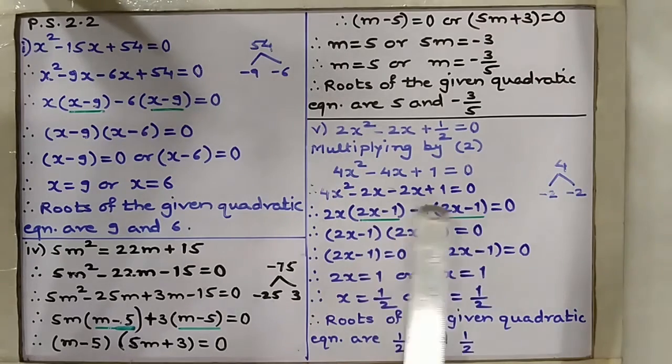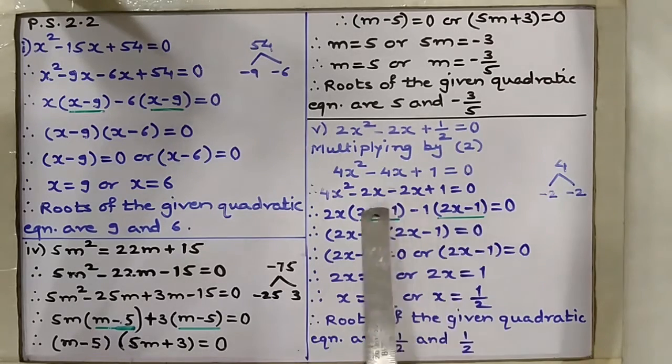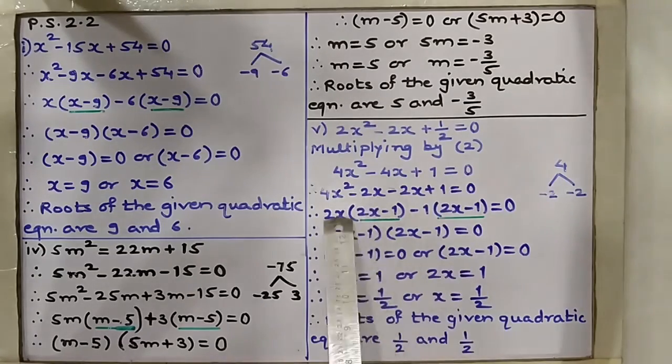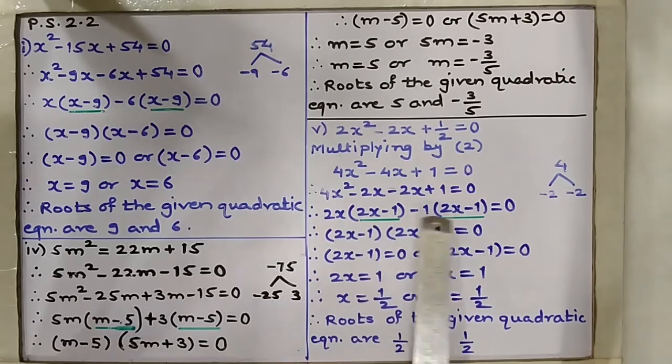Both these brackets are the same. You get 2x minus 1 over here, and also over here you are getting 2x minus 1. These two should always be the same. Now check these two terms. From these two terms we can take 2x minus 1 as common. See the underlined part.